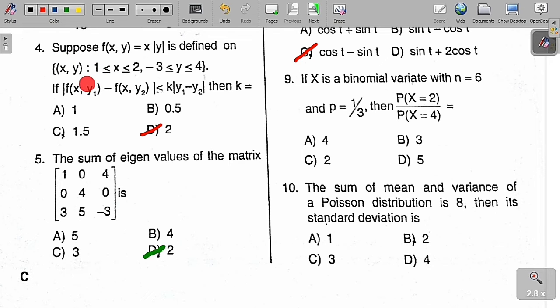Now we are going to solve another question. Suppose f of x comma y is equal to x into mod y is defined on s comma y.